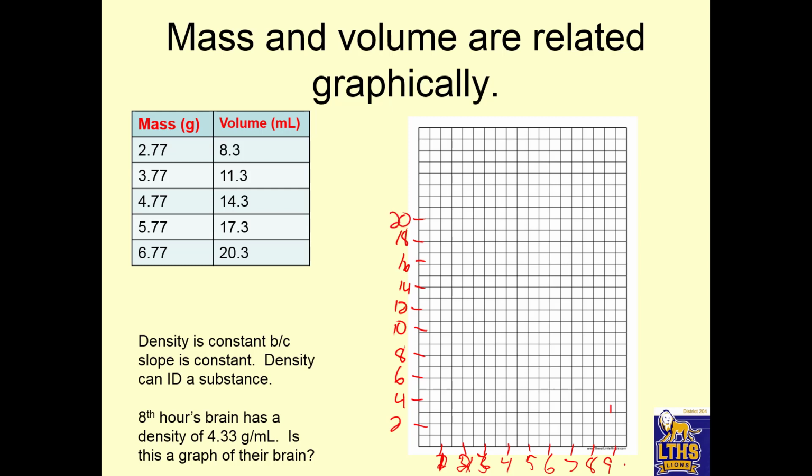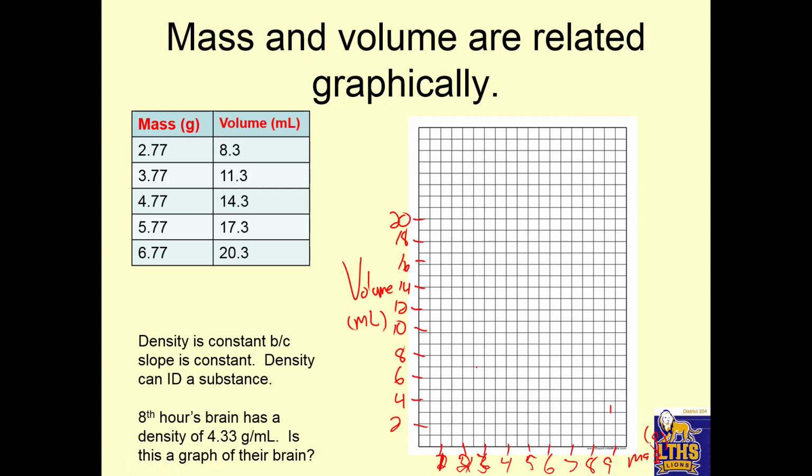Okay, so the bottom part is mass. That should be labeled on the bottom. Sorry, I didn't give myself enough room. And this is volume. My volume is in milliliters. My mass is in grams. Okay, so what I'm going to do is I'm going to take 2.77. So if my mass is 2.77, my volume is 8.3.